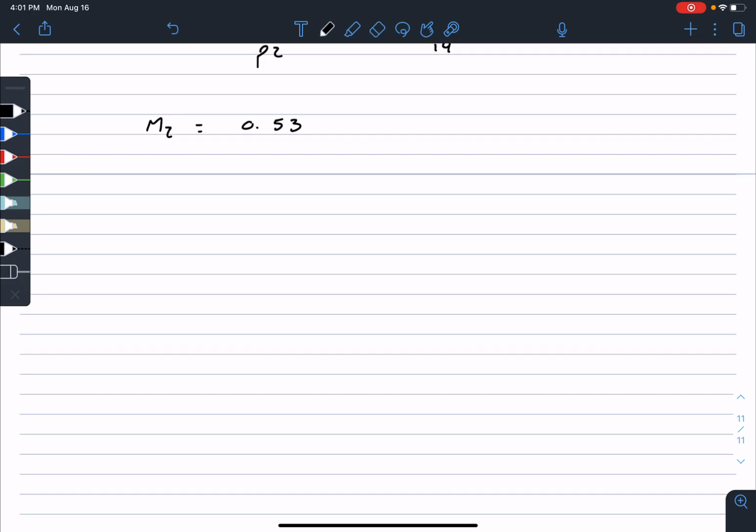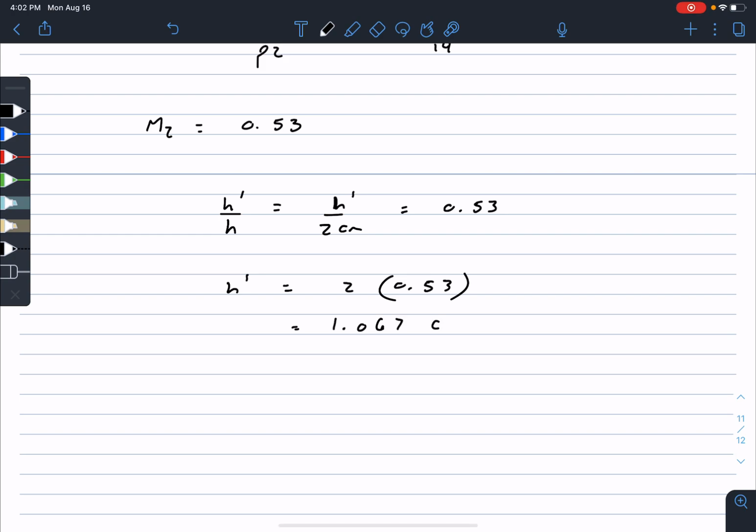Now we wanted the height of the image from this lens, right? So we'll just take h prime over h. Remember, in the last one we found the height of the last image, and it was the virtual image in the last one, but it became the object height for this lens, so it was 2 centimeters. That's what I'm trying to say. And our magnification was 0.53, so to find h prime, we just multiply 2 times 0.53, and that gives us a height of 1.067 centimeters.